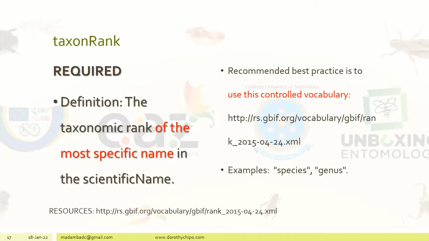Genus level, then you just use genus. If it's up to species level, then you use species. And you don't have to overthink this. There's already controlled vocabulary that you can get on the site that I've provided.